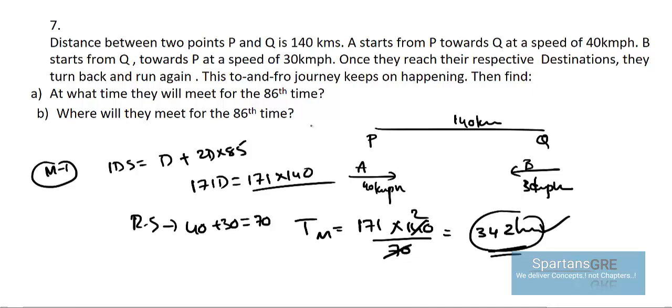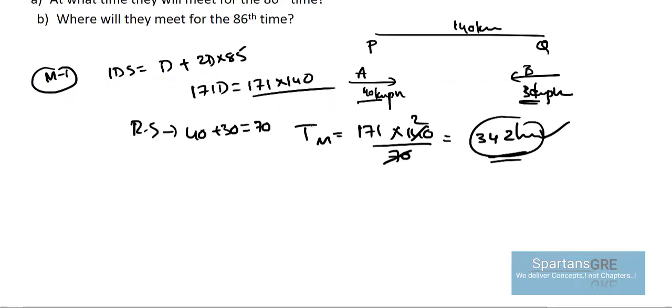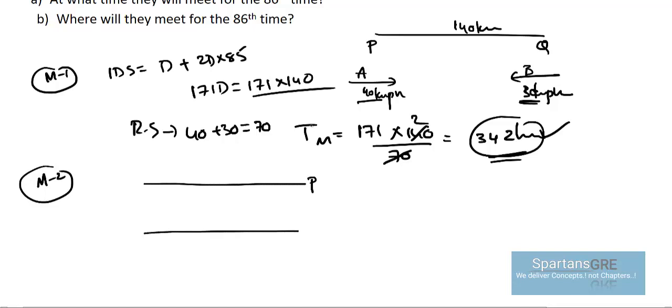Now let's solve the same question in method 2. Let's imagine this line. Here let this be P and this is Q. You need not actually draw the diagram. Normally, how much time will it take for A to reach from P to Q? It takes 140 by 40, so this will be 7 by 2 hours.